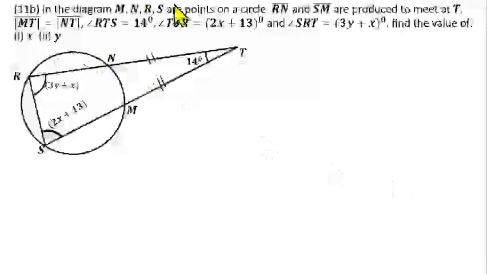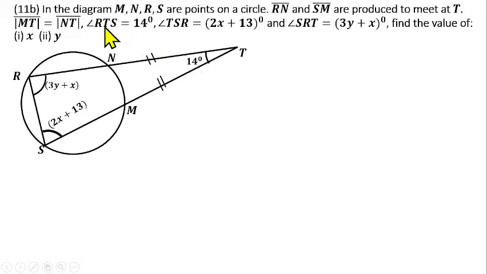Question number 11b is from circle geometry. In the diagram, M, N, R, S are points on the circle. Line RN and line SM are produced to meet at T. So they are produced to meet here. Line MT, from here to here, is equal to TN, from here to here. That is why you have these stripes on those lines.